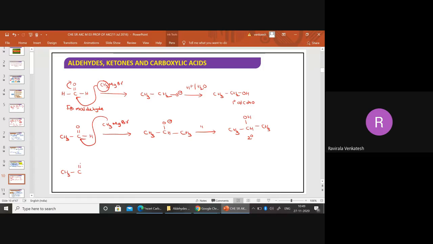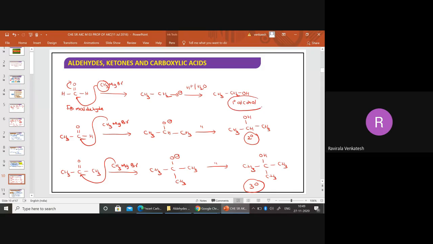And finally, if I take what? Ketones. Now ketones with Grignard reagent will give tertiary alcohol, CH3MgBr. Again, it attacks at this position. We are going to get CH3 C O minus with CH3 CH3. Add H plus here, and we are going to get tertiary alcohol. So we got tertiary from the ketone, secondary from aldehydes other than formaldehyde, and primary from formaldehyde.